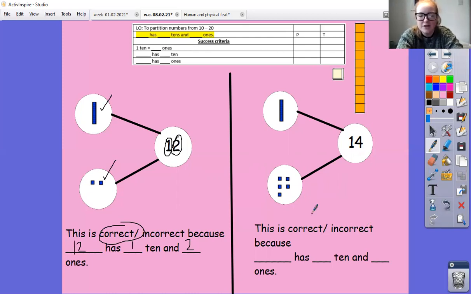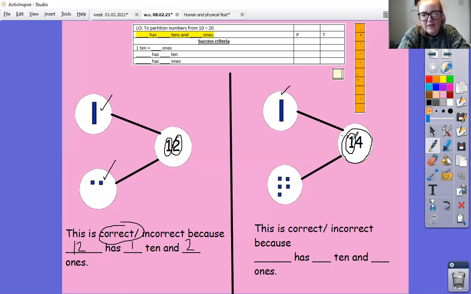Fantastic. Okay. So is this correct or incorrect? Let's have a look. My number is saying my whole is 14. How many 10s does 14 have? I can see that 14 has 1 ten. So one of my parts should be 10. I can see that this is my 10s here, and there's 1, 2, 3, 4, 5, 6, 7, 8, 9, 10 individual cubes that make my 10. 10 ones makes 1 ten. So this is my 10 and there is 1 of them. That is correct so far.